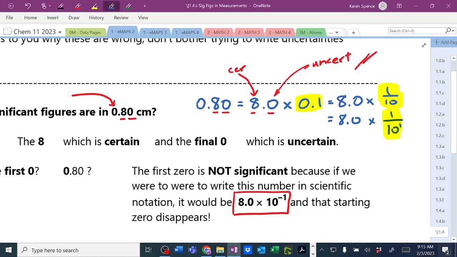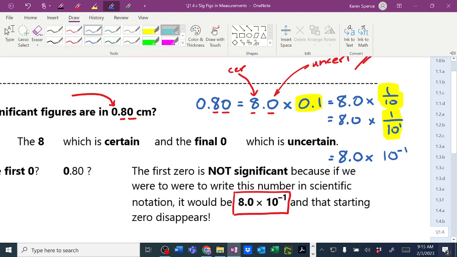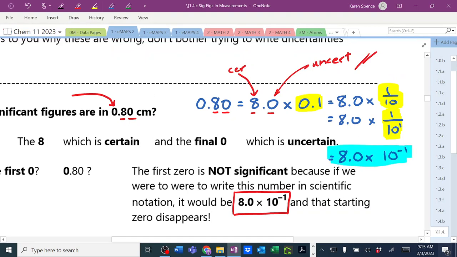And finally, I could take that, and because it is in the denominator, I could write it in the numerator and make the exponent negative. So 8.0 times 10 to the negative 1 is the same as 0.80.